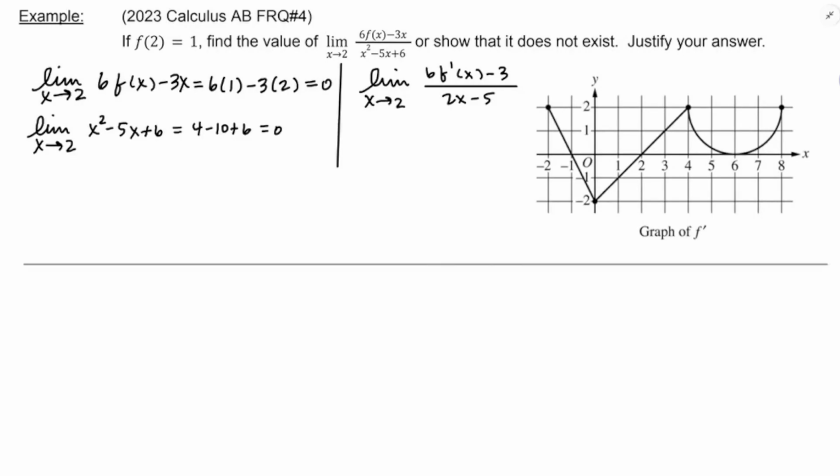Right, so I'm going to set it up and plug in. It's going to be 6 times f prime of 2, or the limit of f prime as x approaches 2, but we can see that's going to be 0. So 6 times 0 minus 3 divided by 2 times 2 minus 5, and that's a safe place for us to stop, right? In AP Calculus on the free response, we don't have to simplify our answer. We'll just stop right there.